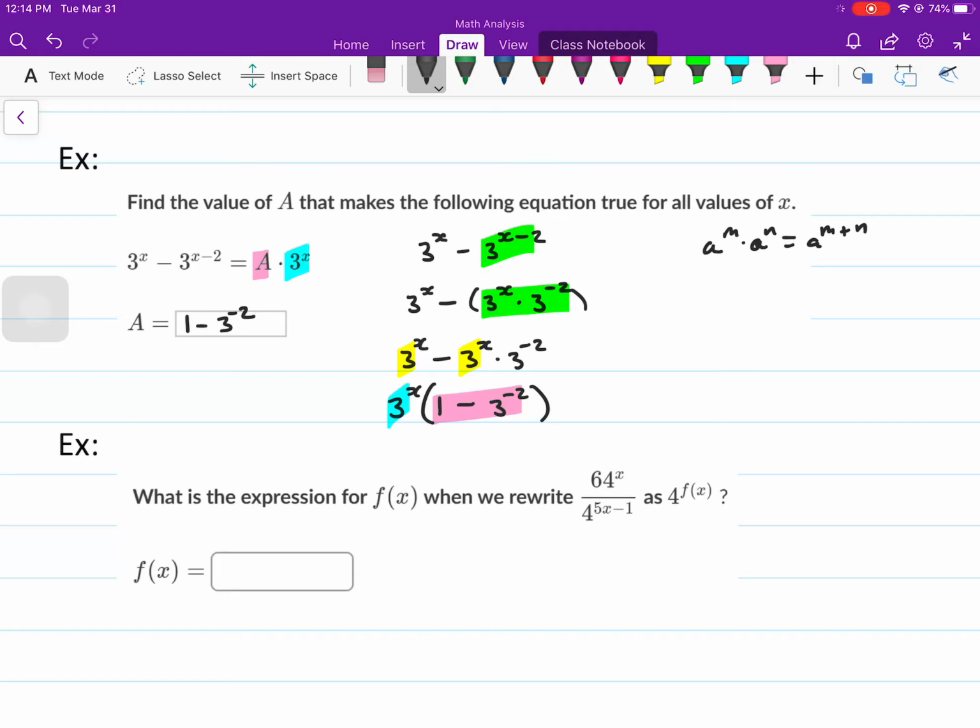Now, Khan's not going to accept that as an answer. So you're going to have to do 1 minus 1 over 3 squared, which is 1 minus 1 over 9, which is really just 9 over 9 minus 1 over 9 to get 8 over 9. And they'll accept that as the answer.